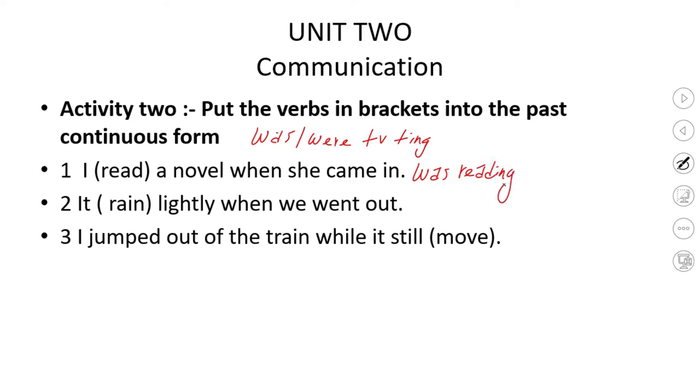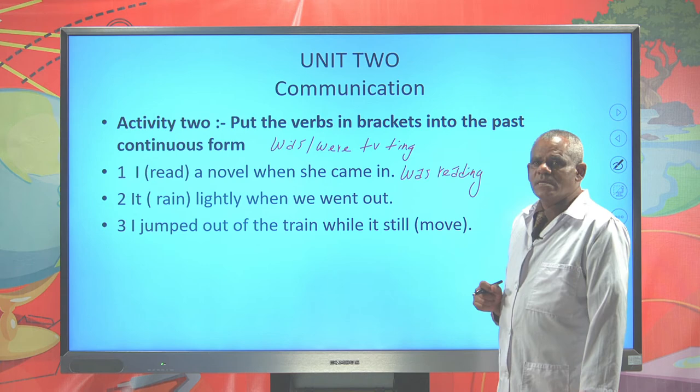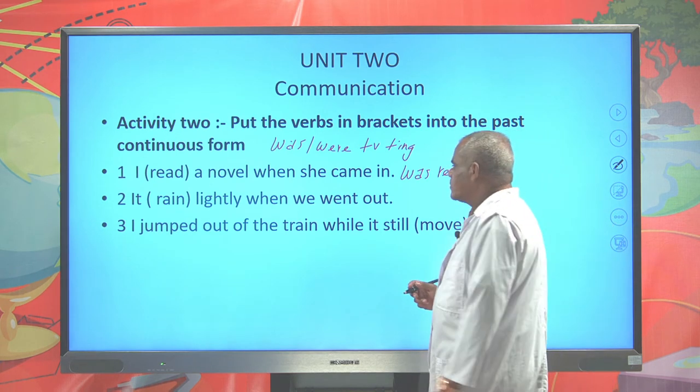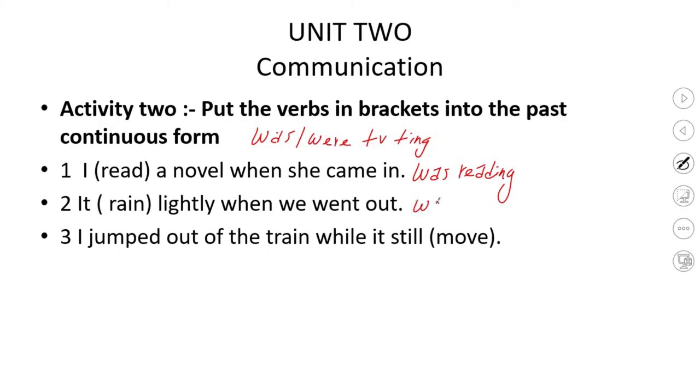Good. How about the second one? That's a good job. It was raining lightly when we went out. "Was raining" is possible. I jumped out of the train while it is still move. How about the third one? While, it should be written like this: while it was, you see, while it was still moving.